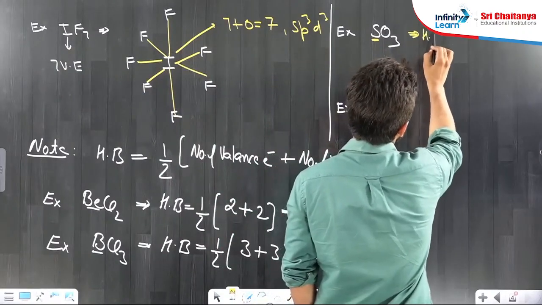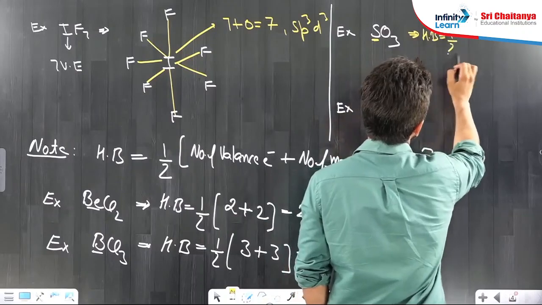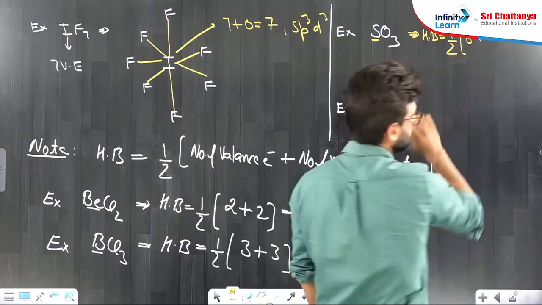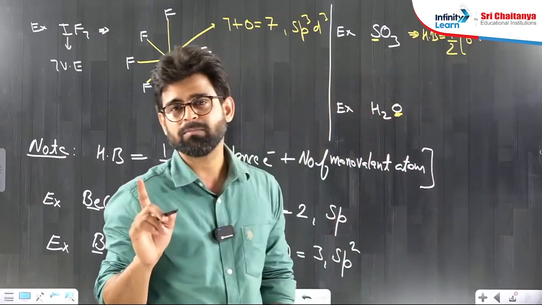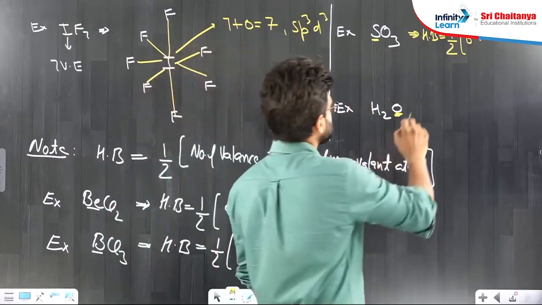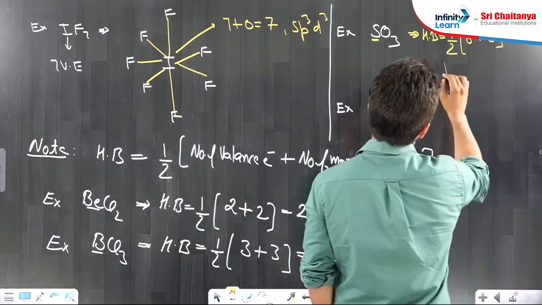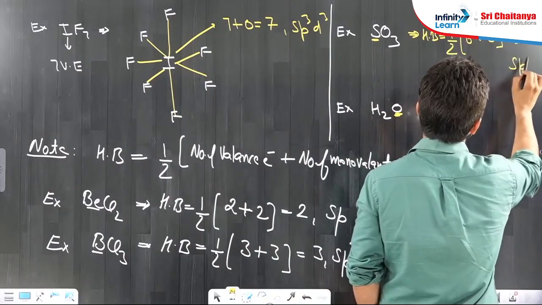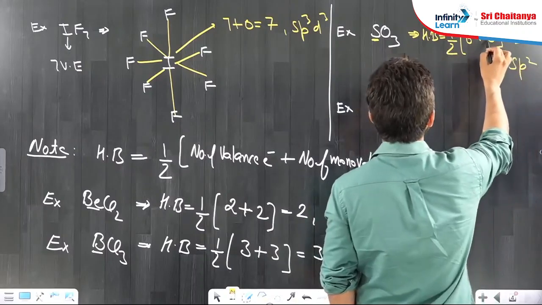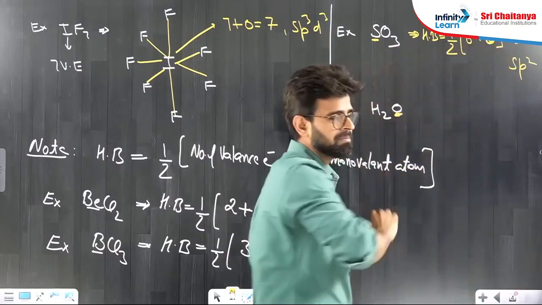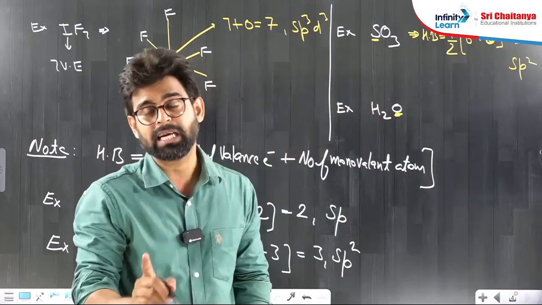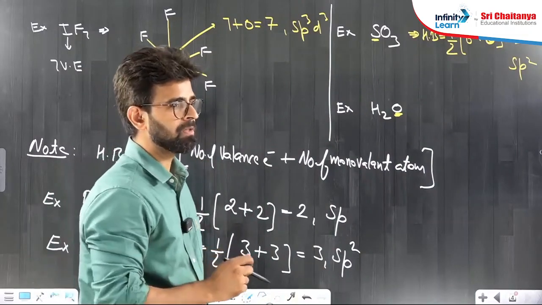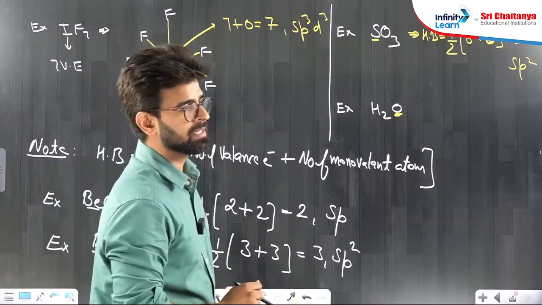If I take hybridization, it's 1 by 2. Sulfur has how many valence electrons? 6. Oxygen is a bivalent atom, it is not a monovalent atom. So I will say 6 plus 0. So 6 divided by 2, how much is coming? 3. 3 means sp2. Once again, why am I taking 0 here? Because oxygen is a bivalent atom, not monovalent. I have to count monovalent atoms only. Very good, right answer.